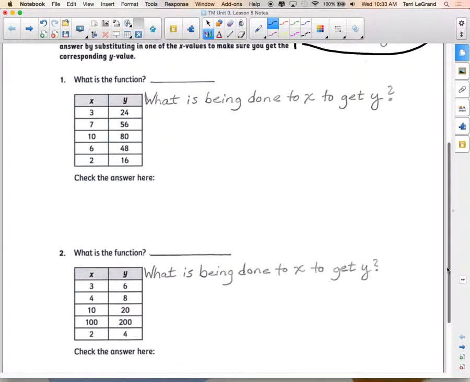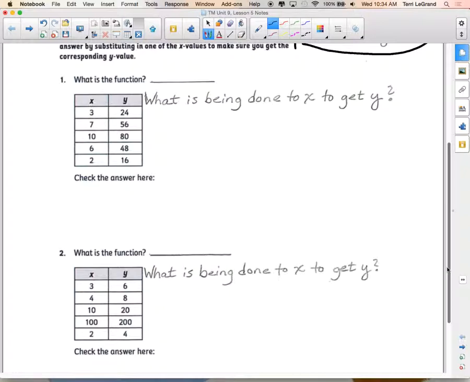Okay? So the first thing they say is, what is the function? Well, we're going to leave that alone for a moment. We've got to do some work before we can answer that. So the first thing I want you to think about is what is being done to x to get y in that table. Make a decision. Everybody do it. Decide. What is being done to x, the input, to get y, the output in that table? Okay, what is it? Multiply by what? 8. 8.